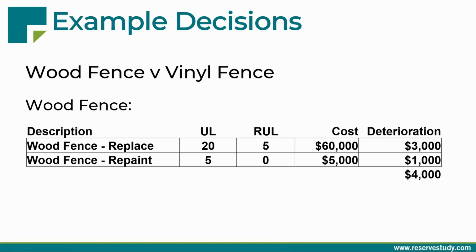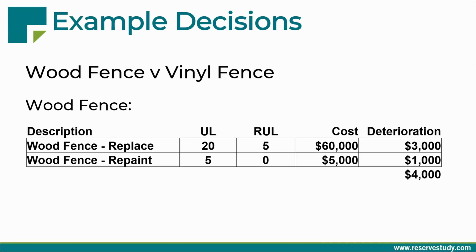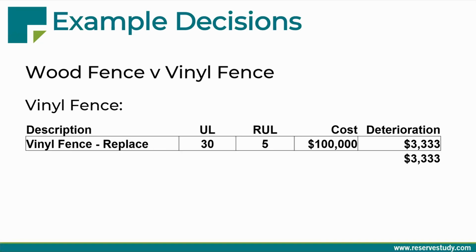So let's put this on the charts again. We're looking at our wood fencing, which comes with the repainting or resealing. The combined costs are $4,000 per year for that wood fencing. Now, looking at the vinyl fencing, it's a much larger upfront cost, actually. However, because of that longer useful life, the deterioration cost per year is much lower. So if you go back to the prior slide, $4,000 a year versus vinyl at $3,333.